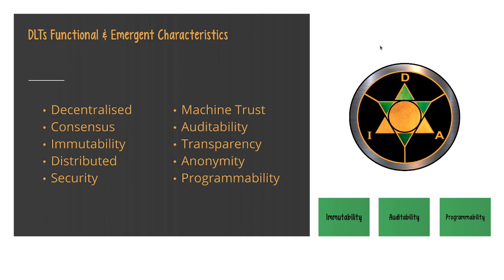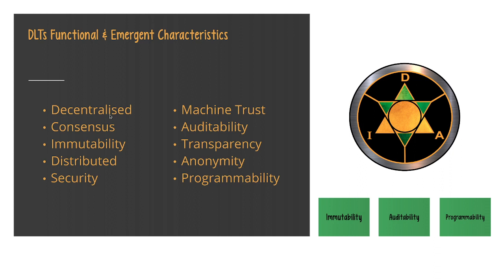So this is us stepping into our fourth module, which is really about the emergent as well as functional characteristics of distributed ledger technologies. Now, we have definitely talked about some of these points, so we'll run through them and focus on the three that I think are essential to what we will be learning this evening.